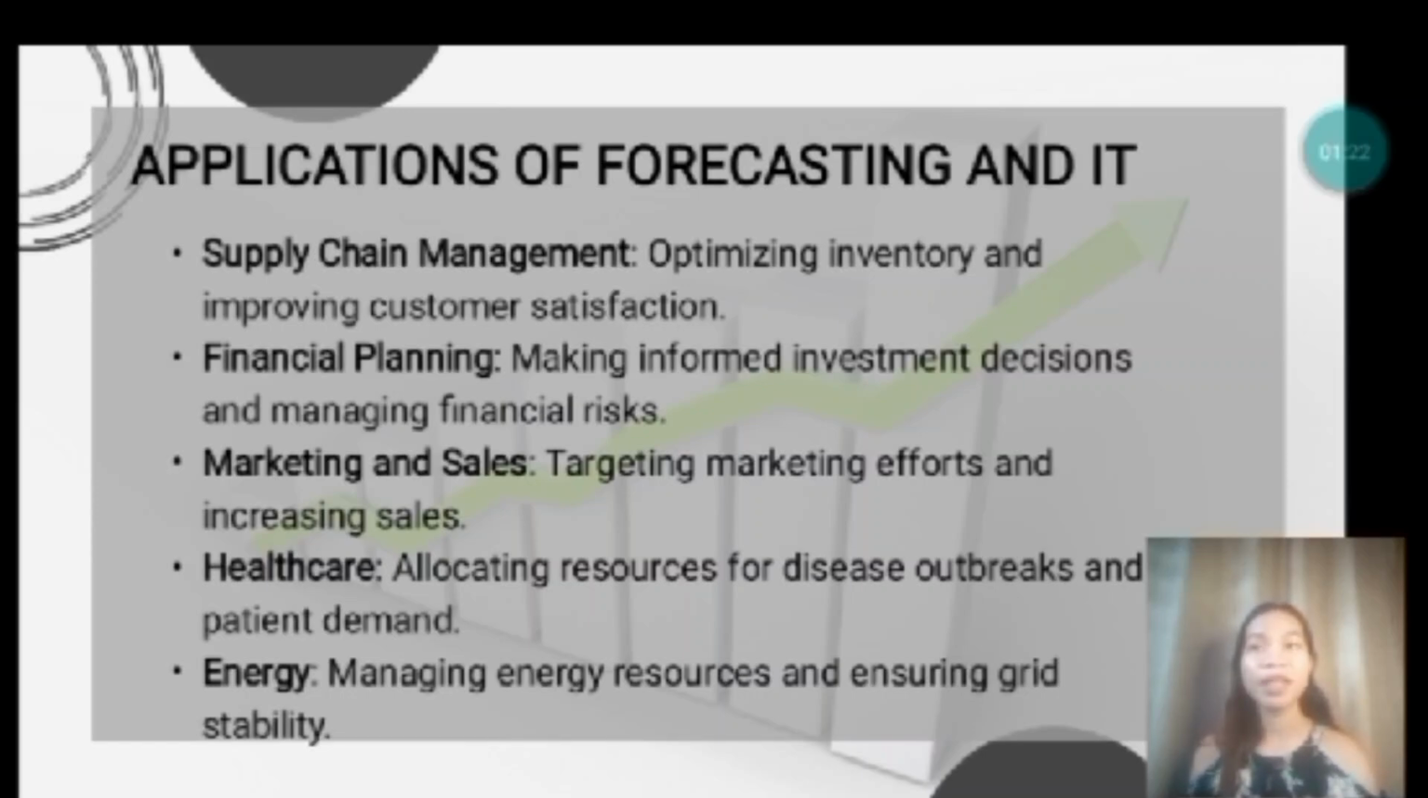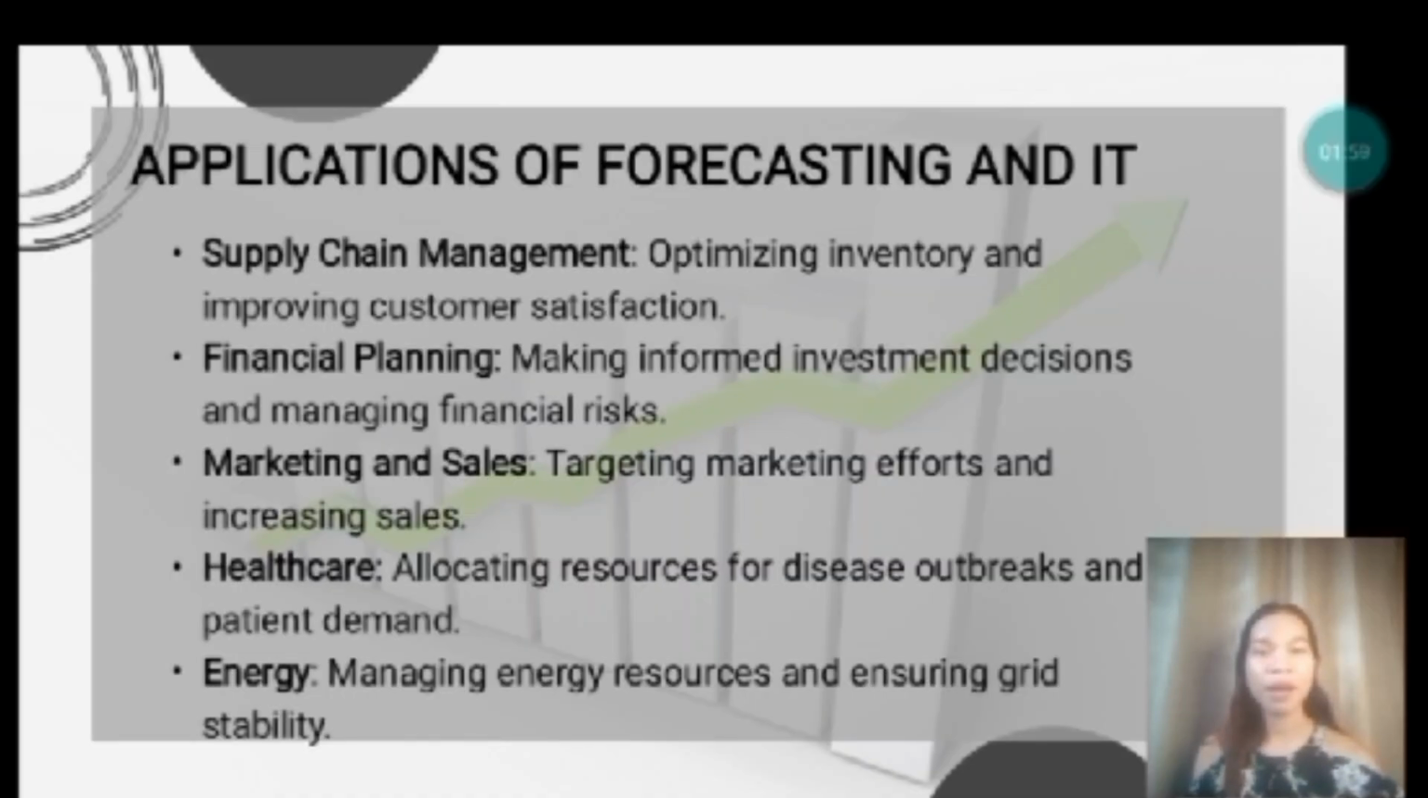So third, marketing and sales. Forecasting helps target marketing efforts and increase sales by predicting customer behavior and market trends. So IT systems track customer data and analyze marketing campaign performance. For example, a clothing company uses forecasting to predict which styles will be popular in the next season. So this helps them design and market the right products, increasing sales and reducing the risk of unsold inventory.